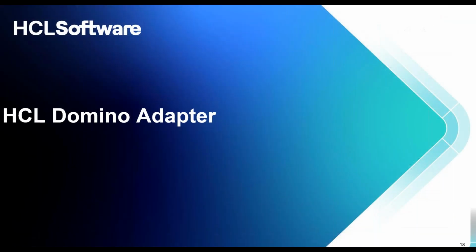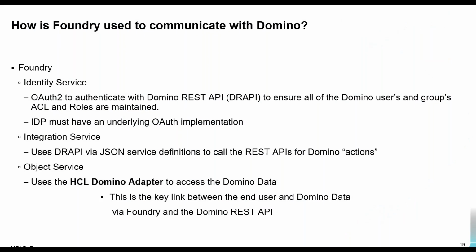So with that, let's move on to what the HCL Domino adapter is. This is used to communicate with Domino basically for data integrity. We have a couple of services here, the identity service, again using OAuth to make sure we have integrity with your secured access to Domino. We make sure that we maintain access control levels for roles that you have in your Domino server for both users and groups. All of that Domino security is maintained.